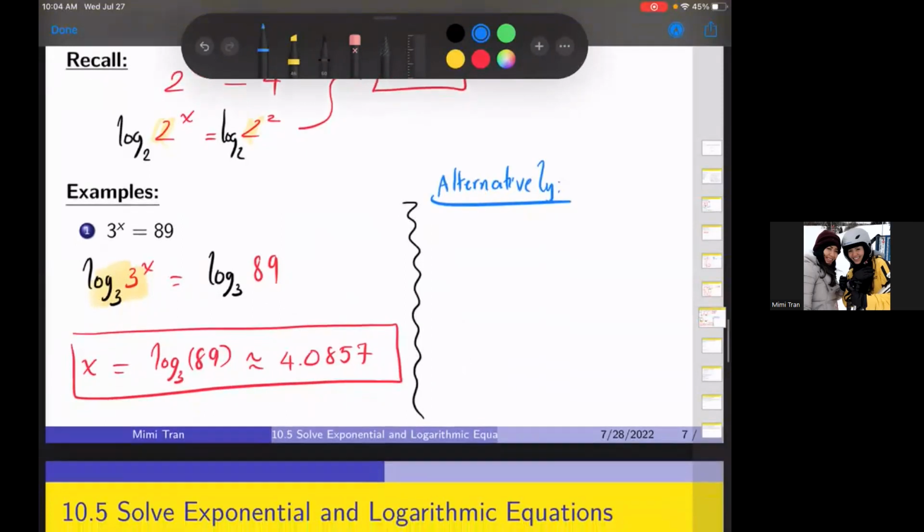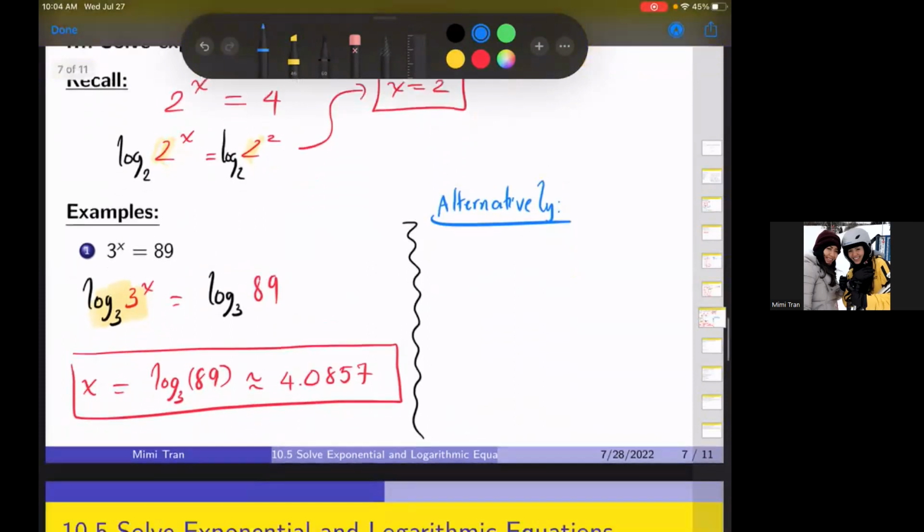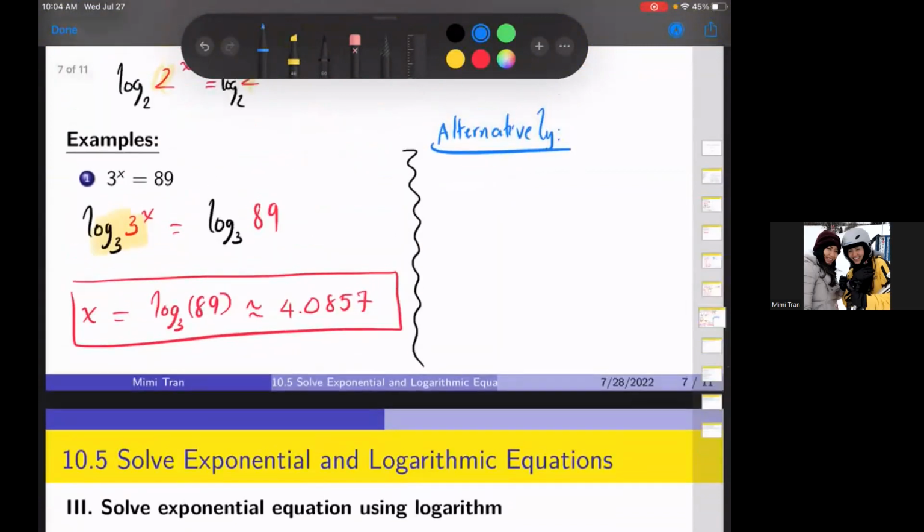Notice that I don't check my answer if I'm solving an exponential. You're welcome to check, but it's not required. Okay, now I'm not done with number one yet. I just remembered one more method I need to show you. My favorite is the first one that I showed you, but in case you don't have log base 3 on your calculator, you can still do this. I'm going to add log base 10 to both sides. Log base 10 always works.